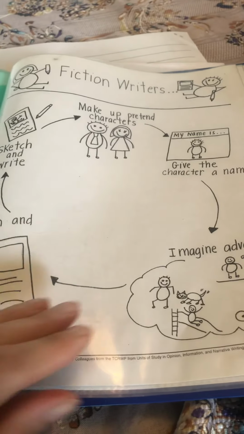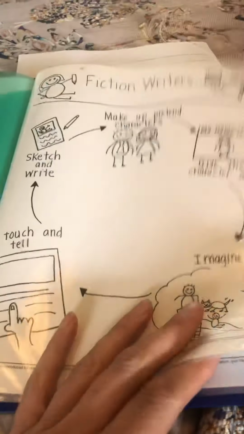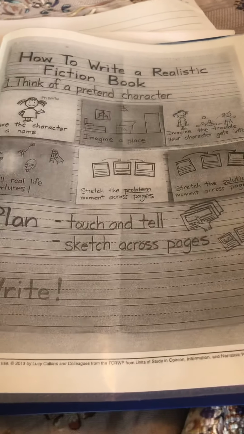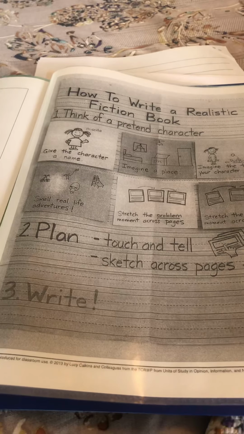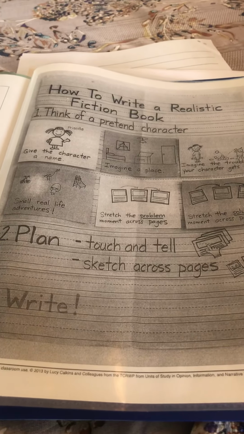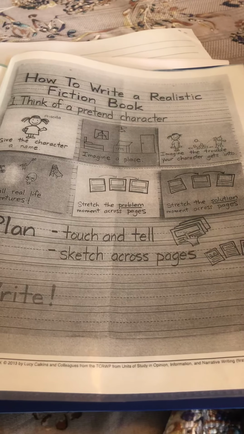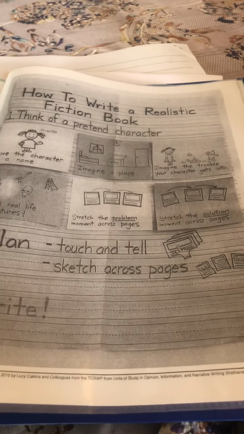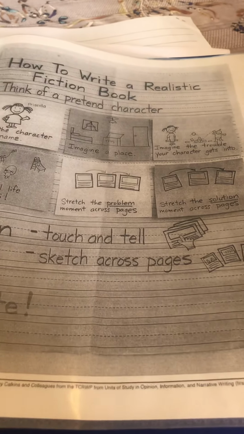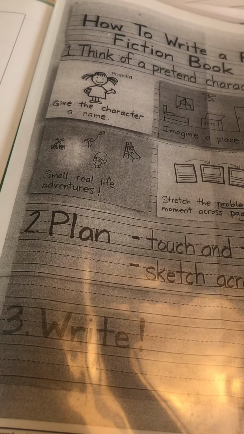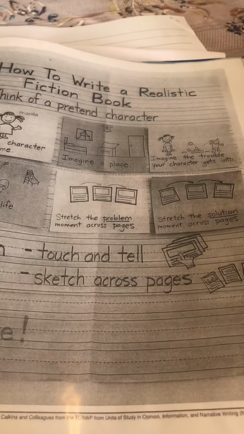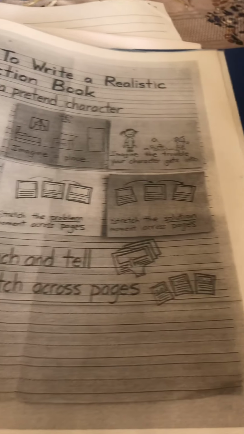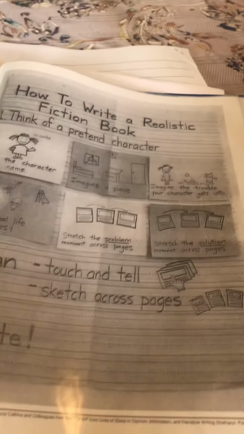Today we're going to go back to our writing folder and go to the third page. One, two, three. This says how to write a realistic fiction book. We already talked about how we give the character a name, we imagine a place, and we imagine the trouble your character gets into. So maybe your character lost a tooth or they fell off their bike. You decide what kind of trouble your character gets into. And then you're going to have small real life adventures. This is what I'm going to show you how to do today. Stretch the problem moment across the page. Okay? So let me show you.